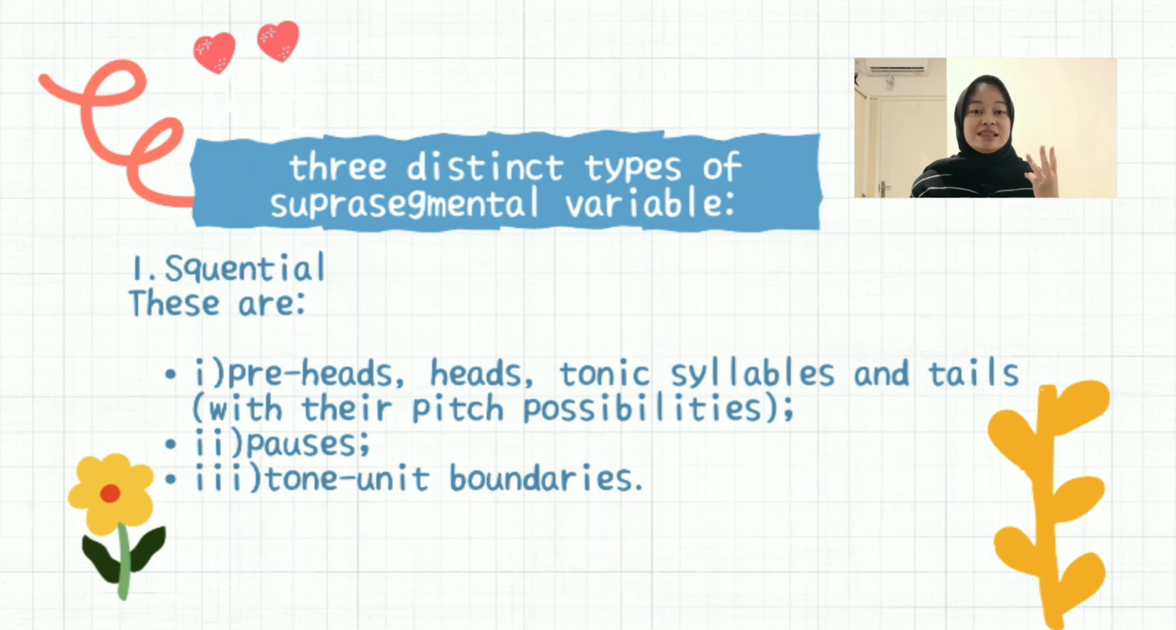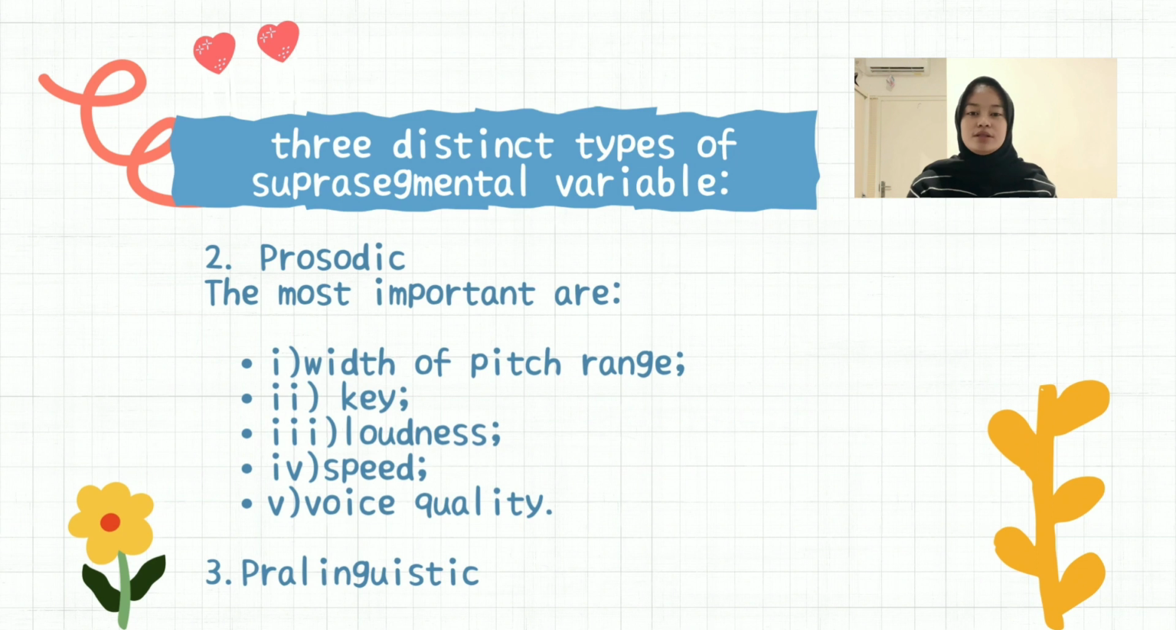We can isolate 3 distinct types of suprasegmental variable, namely sequential, prosodic, and the last is paralinguistic. Number 1. Sequential. These components of intonation are found as elements in sequences of others, such as elements occurring one after another. These are preheads, heads, tonic syllable, and tails. And also about pauses, and the last is about tone unit boundaries.